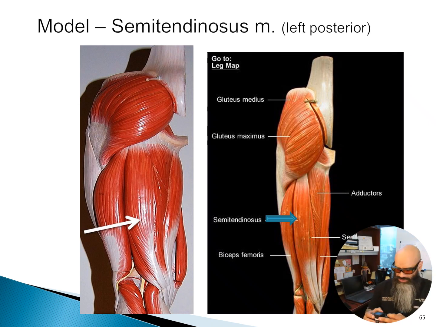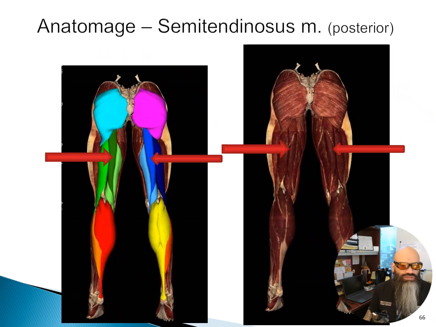Here's some more diagrams, models that we found for you here. Get familiar with these, really try to identify these. As well as semitendinosus. The student is telling me for the semitendinosus it's intermediate, so intermediate between biceps femoris and the semimembranosus, which is more medial.